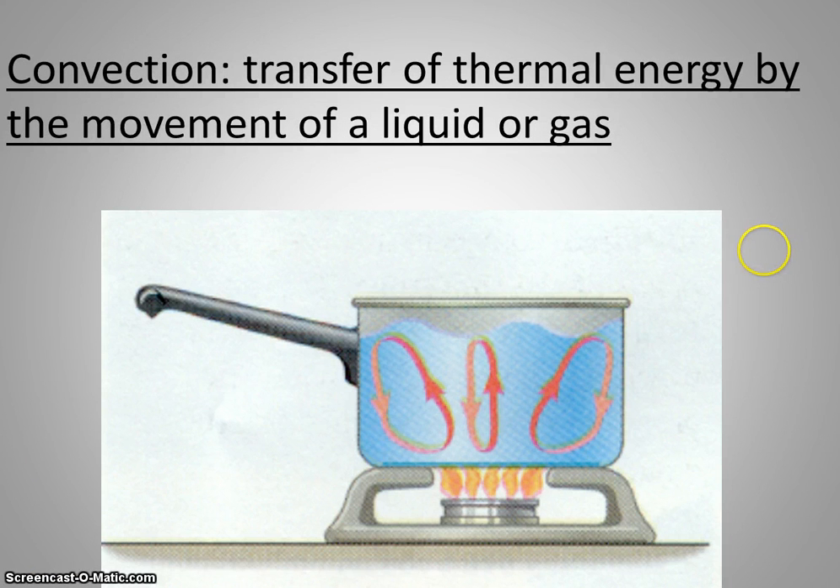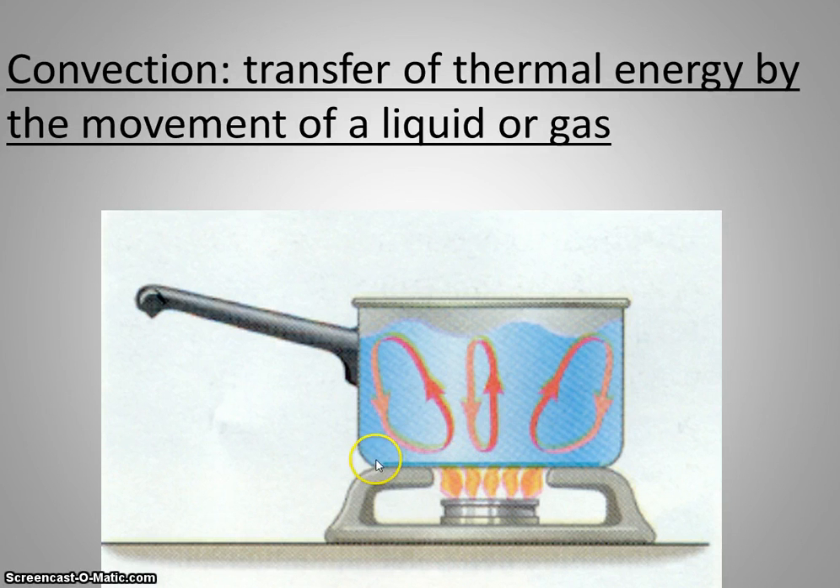And convection. Convection is the transfer of thermal energy by the movement of a liquid or a gas. So here we have a liquid. This is a pot. It's on the stove. The pot is made of metal. Okay, the flame here is actually touching the pan or pot, and that is conduction.